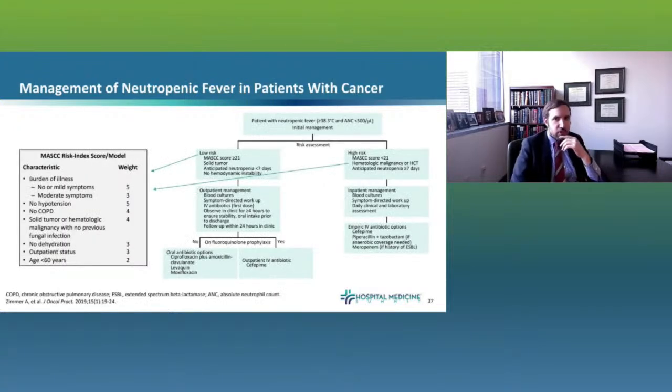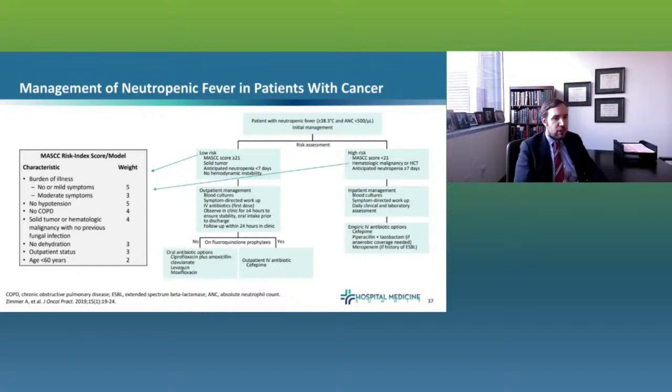Let's see. Management of neutropenic fever in patients with cancer. Again, bread and butter, hospitalist stuff. Over on the left, it shows the MASCC score, which I was talking about earlier. This just lists some of those. Again, this is not something I've used regularly, but I actually kind of like it. I might start incorporating it. Burden of illness. Are they having mild symptoms? Are they having moderate symptoms? Are they hypotensive? Do they have a history of COPD?